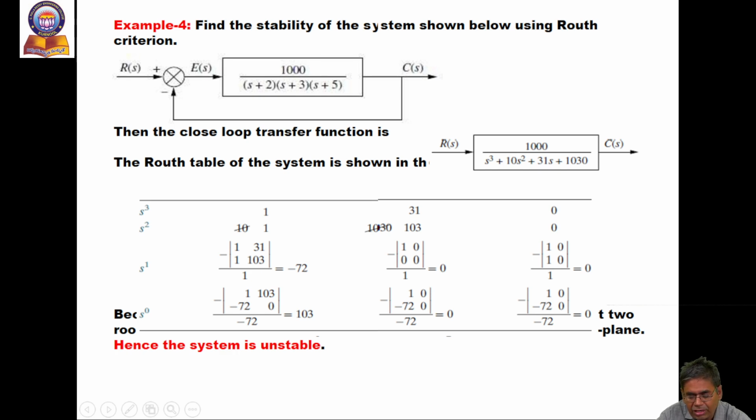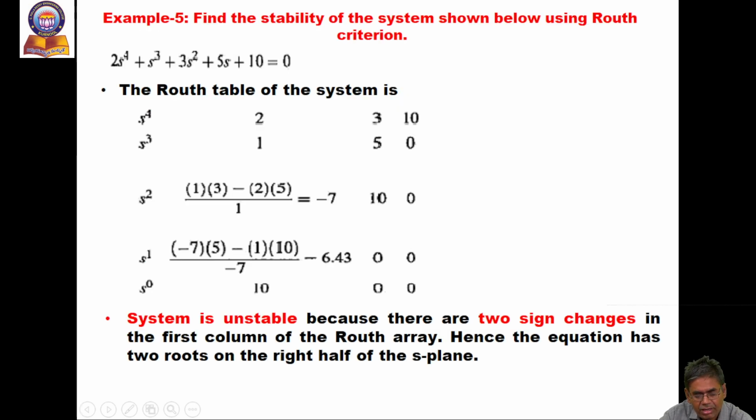For s cubed, the coefficients are 1, 31; next, s squared: 10, 1030. Then find the elements in the first column of the Routh tabulation, that is, minus 72, 103. There are two sign changes in the first column. One element is negative in the first column of the Routh tabulation, so the system is said to be unstable, as two roots are present in the right half of the s plane. In this example, the system is unstable.